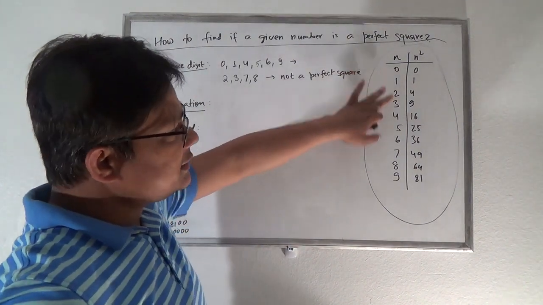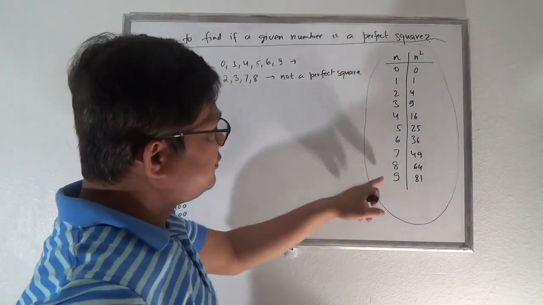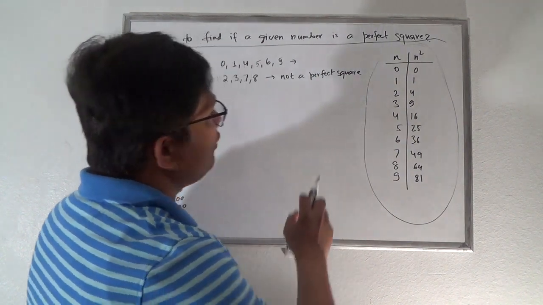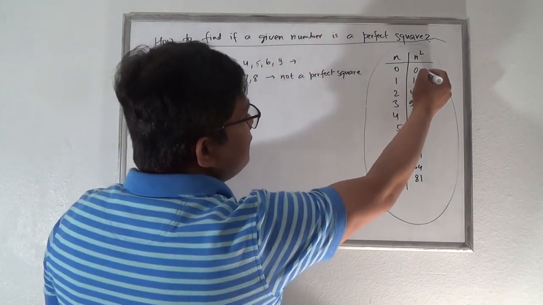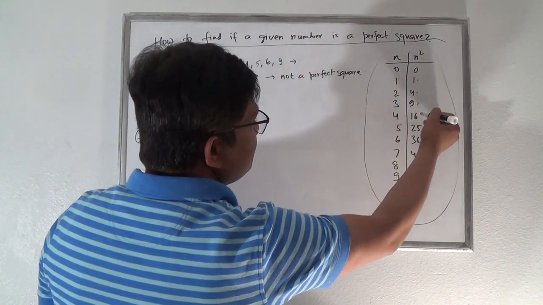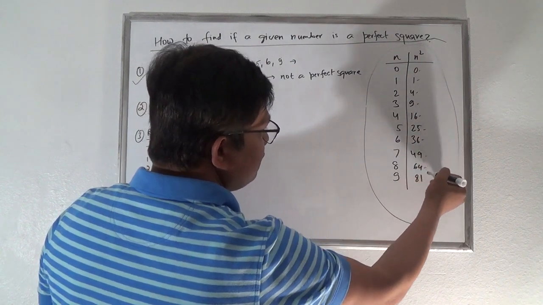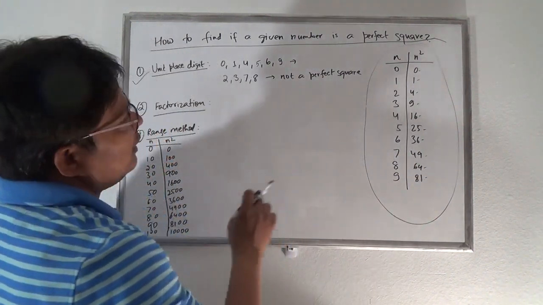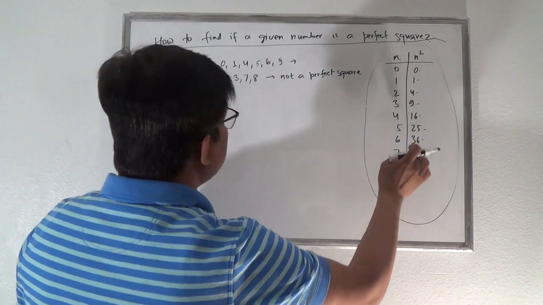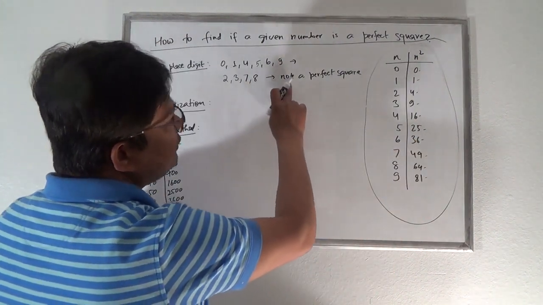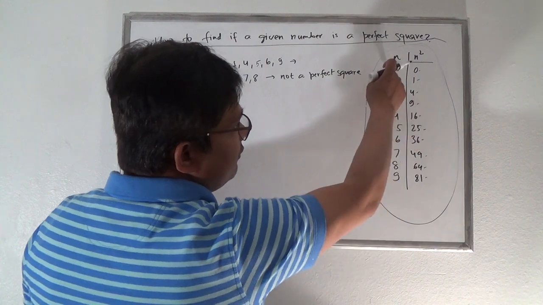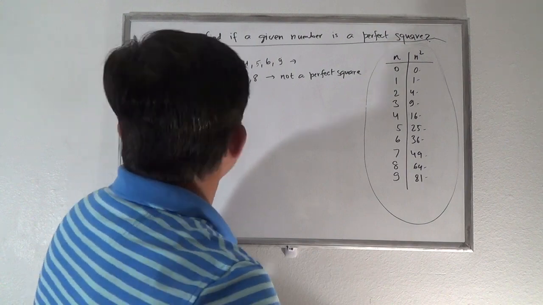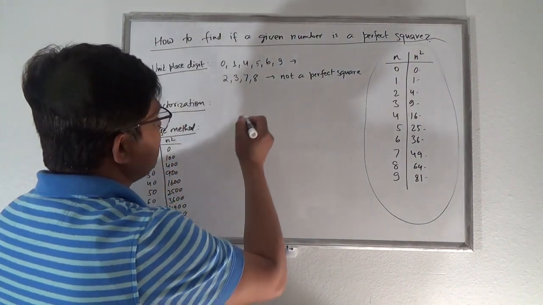So in the decimal system, there are 10 digits: 0, 1, 2, 3, 4, 5, 6, 7, 8, 9. And if you take the square of these numbers, you get 0, 1, 4, 9, 6, 5, 6, 9, 4, and 1. These are the unit place numbers. Other than these, digits like 2, 3, 7, 8 are not at the unit place of any of these digits' squares. So let's say I'm giving an example, 82.